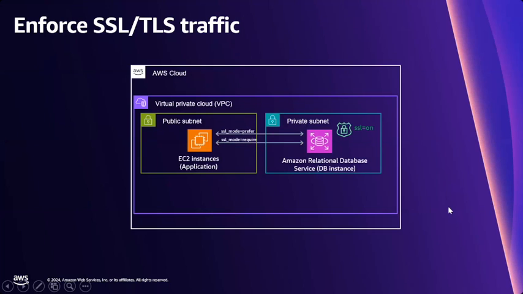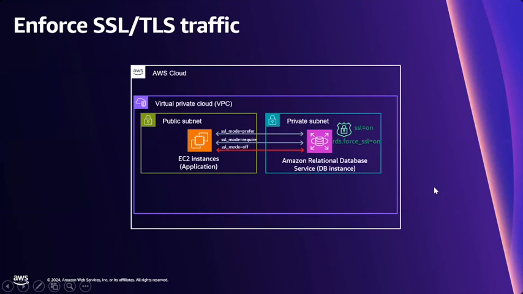Amazon RDS also allows you to enforce SSL-only connections using the parameter called rds.force_ssl. You can modify this parameter in the database parameter group. As always, if you create a new custom parameter group and you want to apply it on the database, you need to reboot that database to apply that custom parameter group.